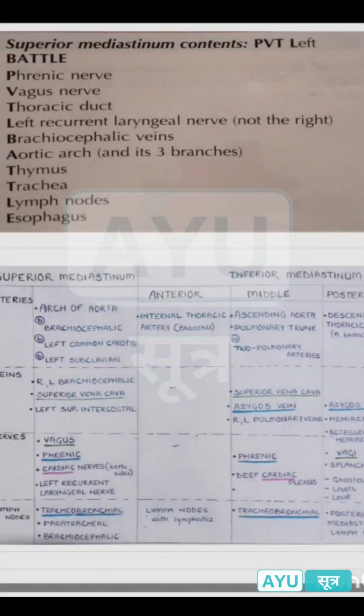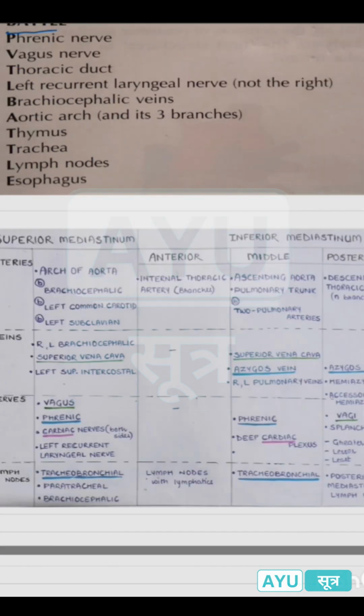Here is a mnemonic to learn the contents of the superior mediastinum. PVT left battle. You can take a look on it. And here we have the arteries, veins, nerves and the lymph nodes of the superior mediastinum and parts of the inferior mediastinum in the tabular form.